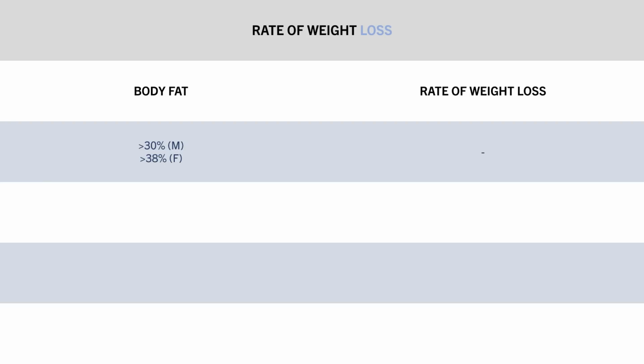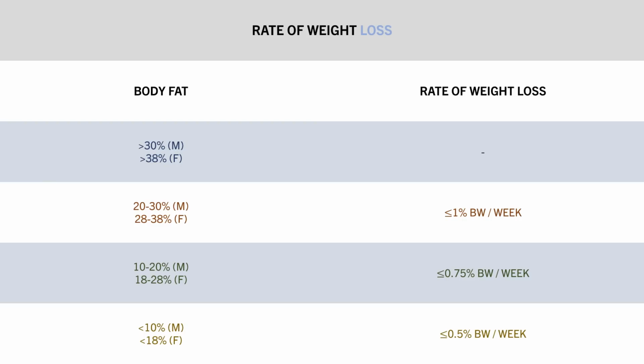Those with a higher body fat don't really need to worry too much about their rate of weight loss. Slightly leaner individuals might want to avoid losing weight at a rate of greater than 1% per week. At relatively healthy levels of body fat, individuals should probably cap their rate of weight loss at around 0.75% of body weight per week. And those who are extremely lean are at a high risk of muscle loss already, but losing weight at no more than around 0.5% of body weight per week can help to mitigate this.